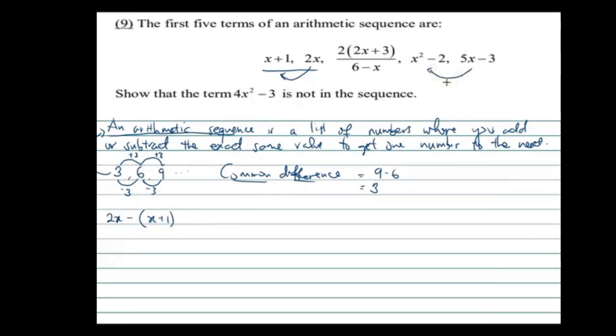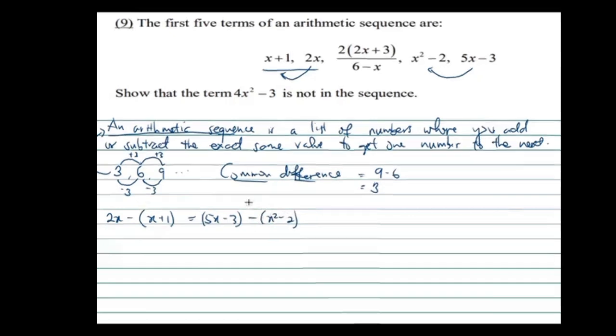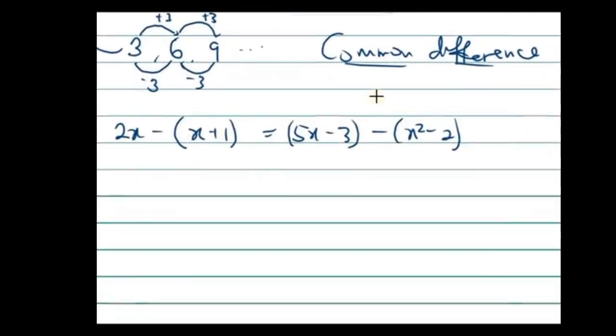And since I'm coming back, I would also have to subtract. So it should be the same as 5x minus 3 minus (6 minus x squared minus 2). This is the common difference for one pair. This is also another common difference. And since for an arithmetic sequence we always have a constant difference between consecutive terms, we are going to rely on that to find the value of x. So let's solve for x.